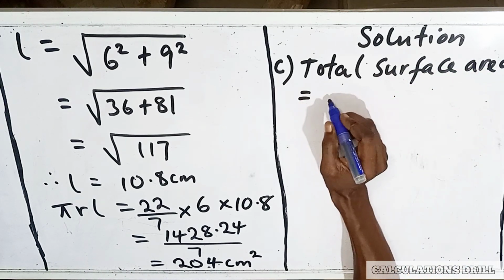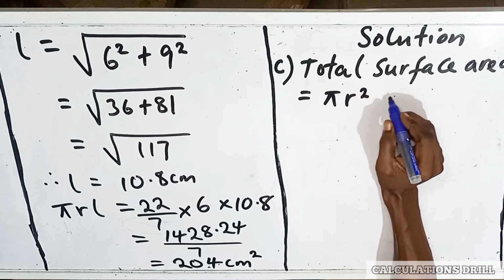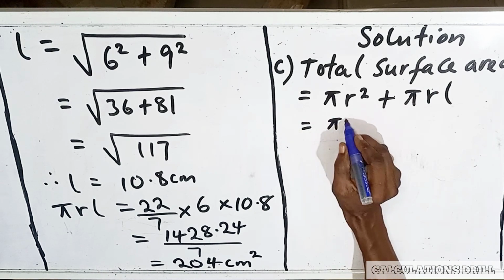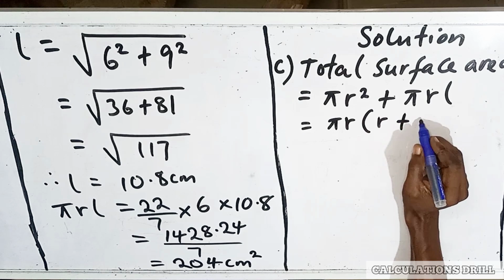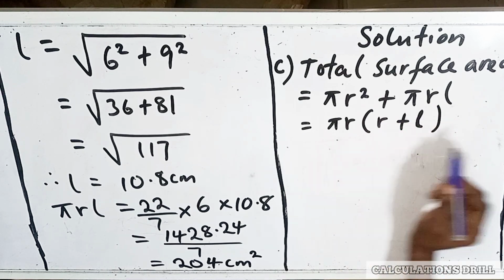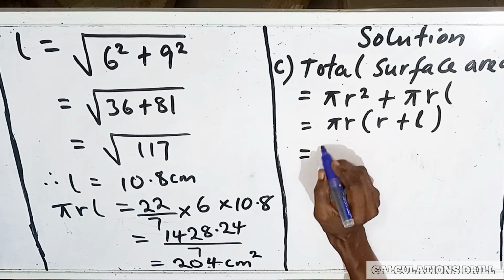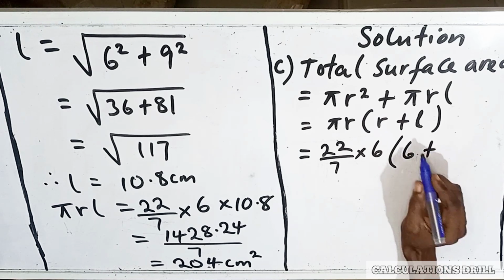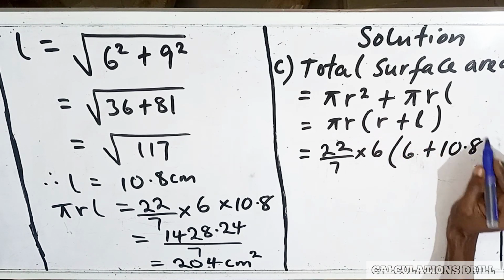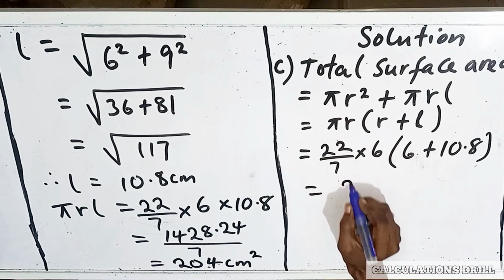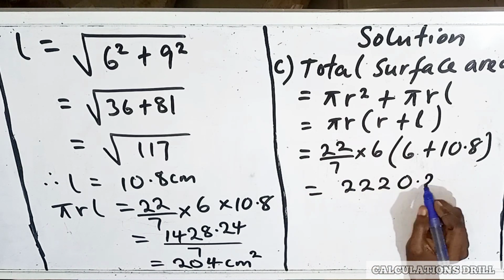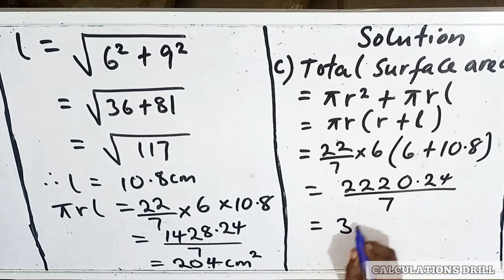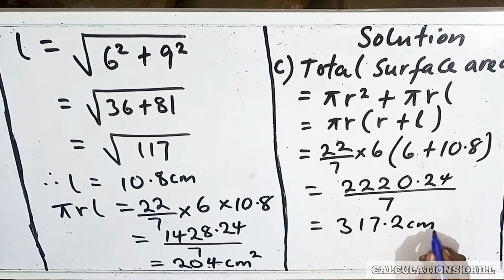The next one we are going to solve for is our total surface area, which our formula is pi R square plus pi RL. Then we brought out pi R, then into bracket R plus L. Remember, our L is the slant height, so the radius is equally known. So we put in our values, and that gave us what you can see on the board. 2220.24 over 7. And when we divided, we got 317.2 centimeters square.